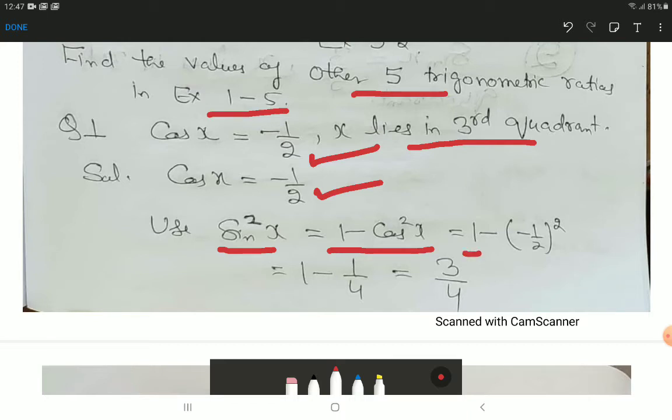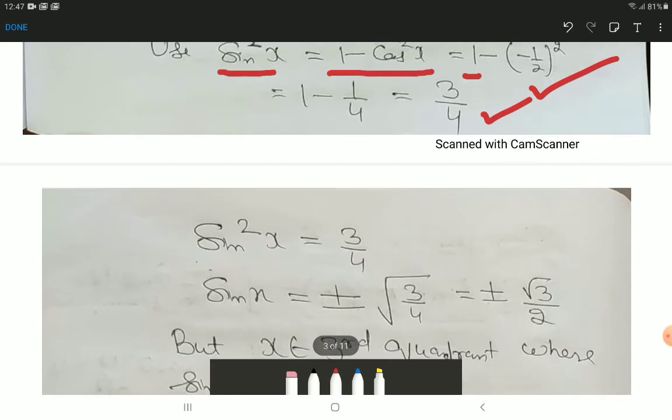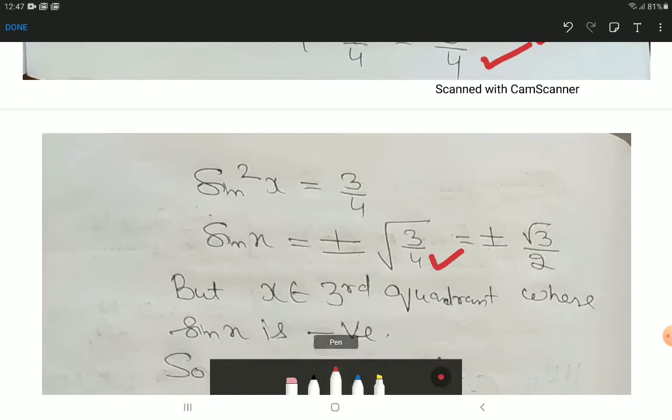1 minus cos x, which is minus half. So it will be minus half square. So 1 minus 1 by 4 is 3 by 4. So we get the value of sin square x as 3 by 4. So if sin square x is 3 by 4, then sin x will be plus minus root 3 by 4, which is equal to plus minus root 3 by 2.